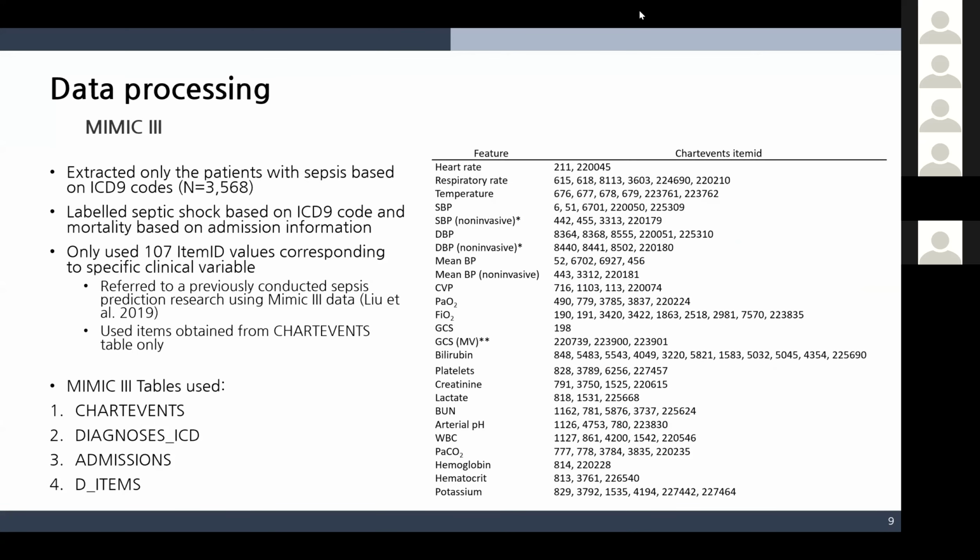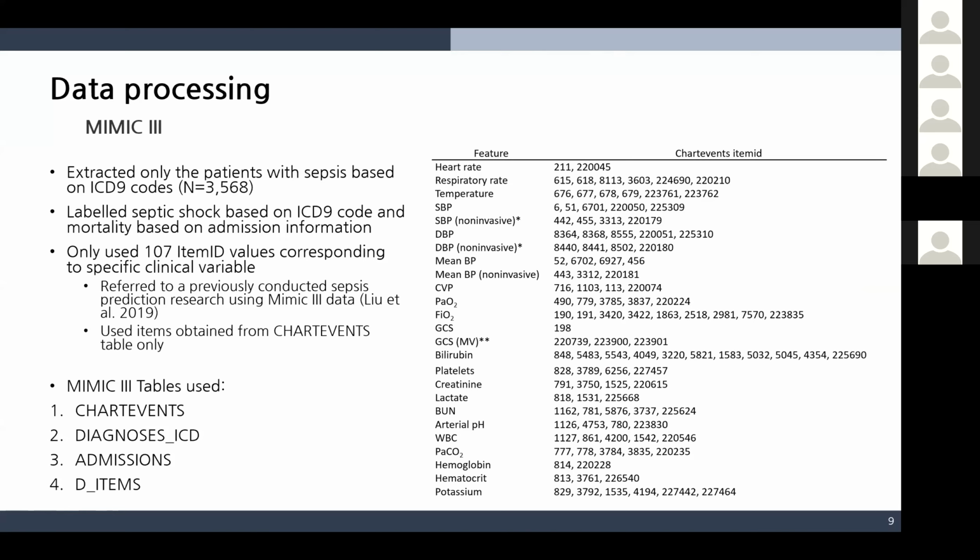To train the septic shock prediction model, we extracted patients diagnosed with sepsis in the MIMIC-3 database. We use ICD-9 codes as our diagnosis standard. And septic shock labels were also extracted using the septic shock ICD-9 code. We extracted the mortality labels for each hospital admission to use as our auxiliary task.